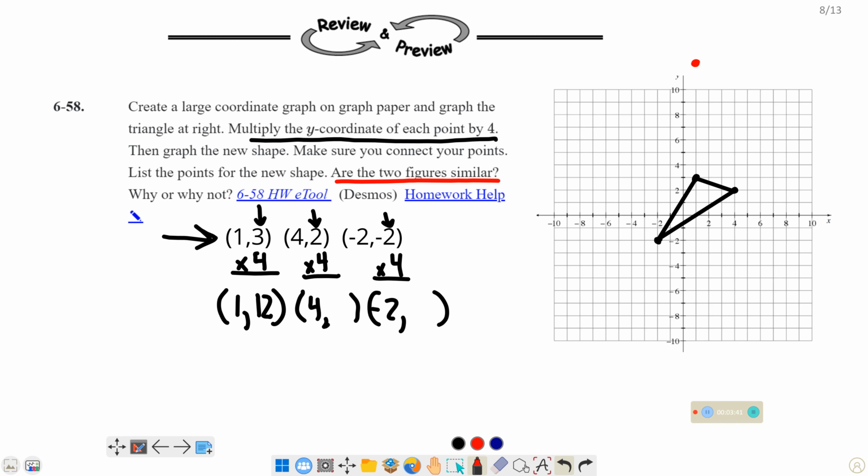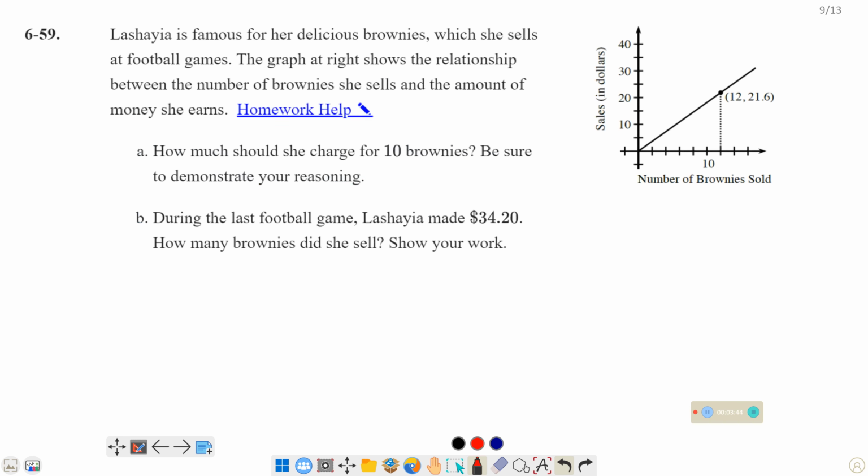But we are going to jump ahead to problem 6-59. Now you just have a large white space. That's totally okay. We'll work on this problem. 6-59. Lashaya is famous for her delicious brownies, which she sells at football games. The graph at right shows the relationship between the number of brownies she sells and the amount of money she earns. How much should she charge for 10 brownies?